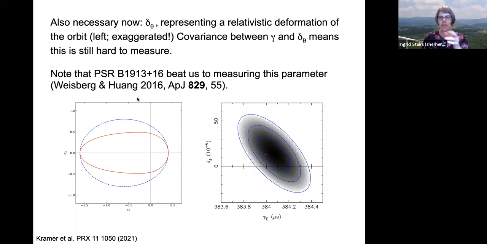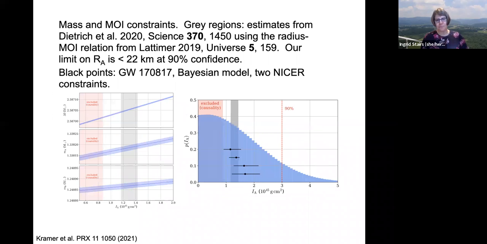So this has been measured in the Hulse-Taylor pulsar that was published a few years ago, and we've got it now too. It is covariant with a gamma parameter, right? So we don't have a superb measurement of delta theta, but it is necessary to include it in the fit in order to get everything else to line up. So this is another one of those constraints that will go forward in the future with better data.